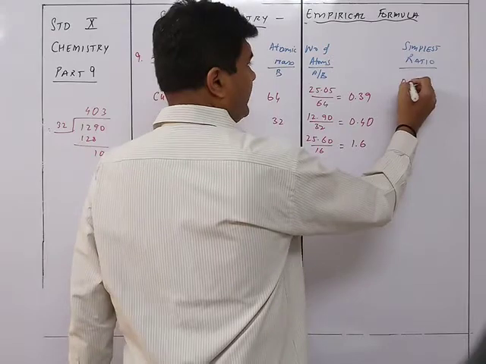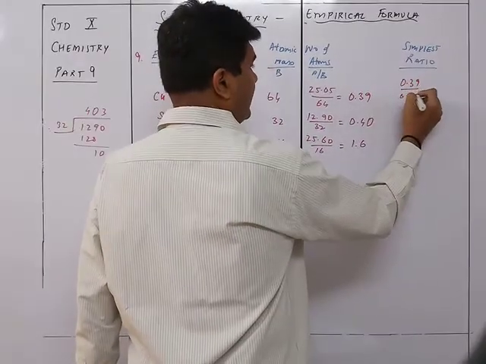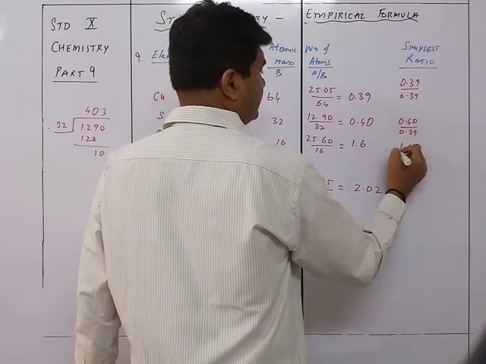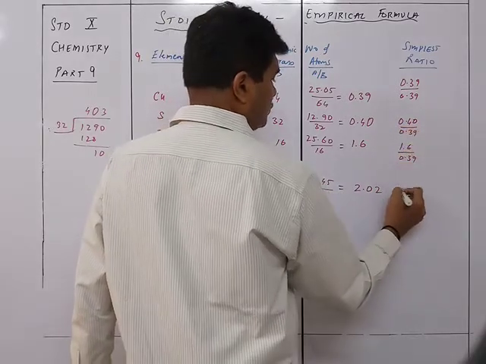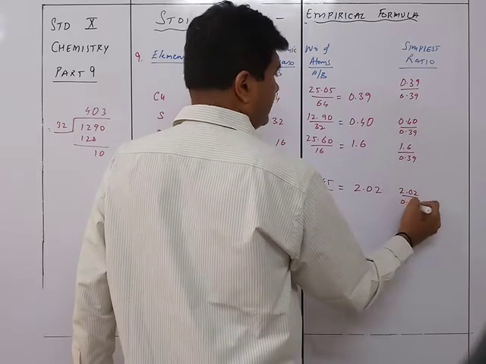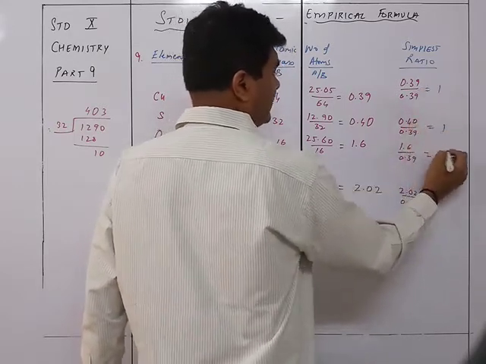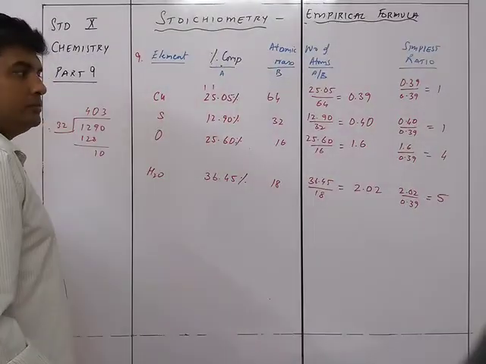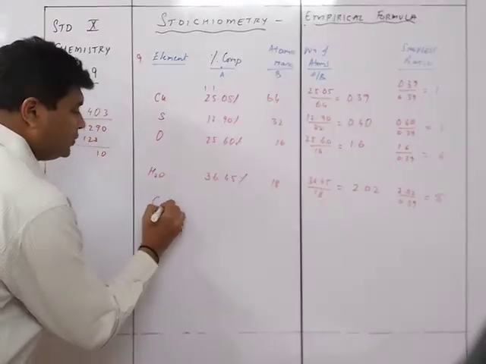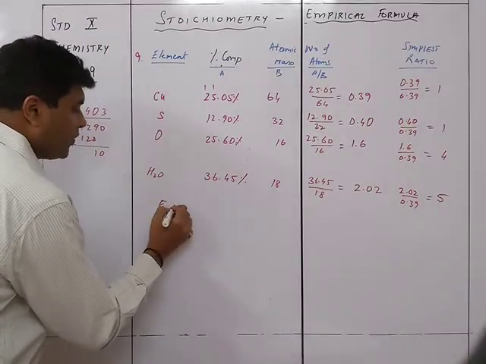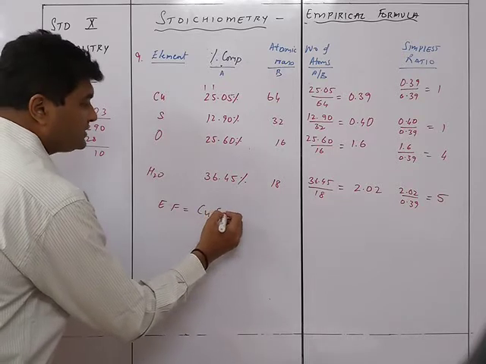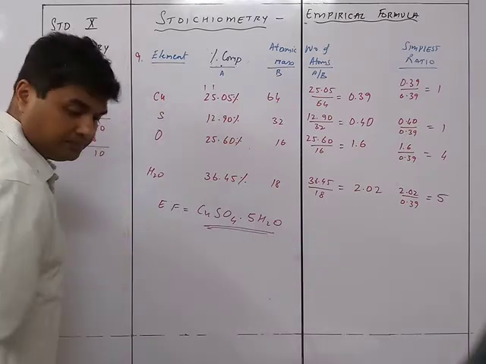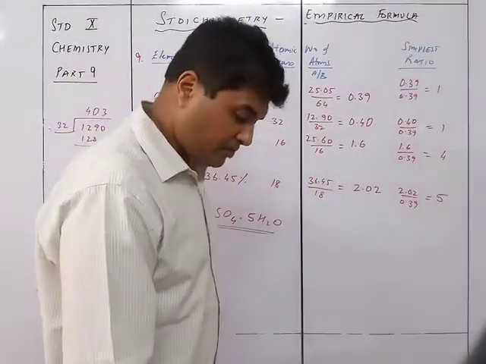So this is 0.39 upon 0.39, 0.40 upon 0.39, 1.6 upon 0.39, and this is 2.02 upon 0.39. So this becomes 1, this becomes 1, this becomes 4, this is going to be equal to 5. Okay, so we have over here Cu, so empirical formula is equal to CuSO4.5H2O. That's the answer. Okay, that was sum number 9.